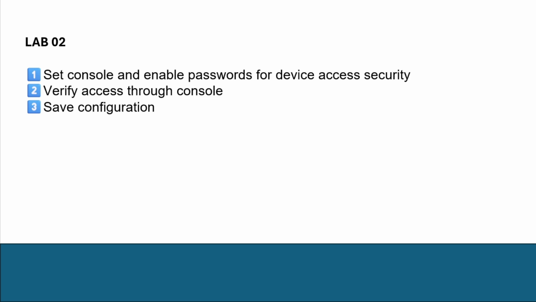This is the second video in the series of CCNA Labs, and this will be a very basic lab. In this lab, what we are going to do is set console and enable password for the device access security, and we will verify them after doing it.